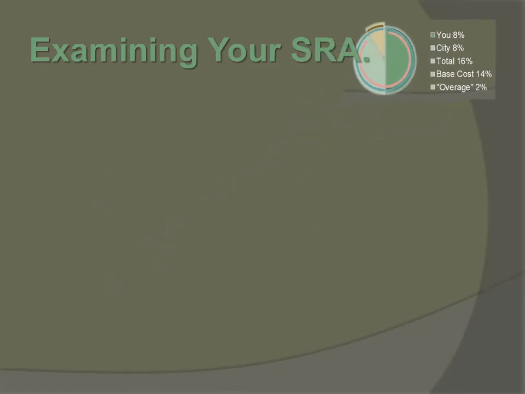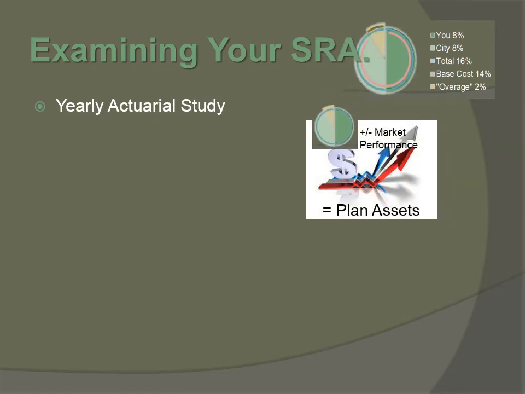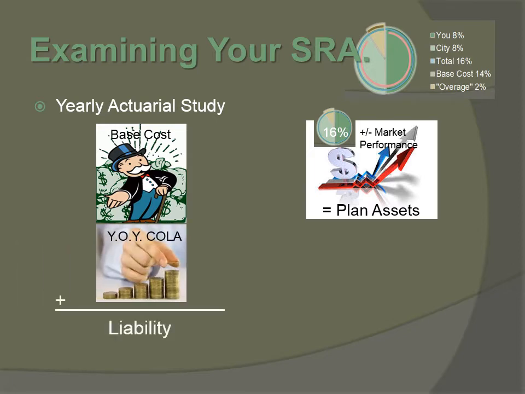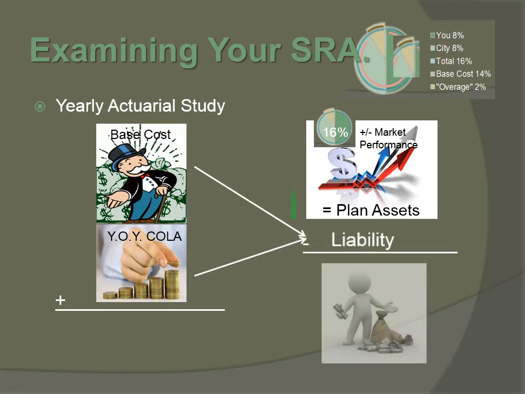Every year an actuarial study is done on the statewide defined benefit plan. This study compares the income of the plan, your contribution, plus the city's contributions, plus or minus any market gains or losses from the previous year, to the liabilities of the plan. Liabilities include the base benefit cost of everyone with accrued benefits, both active and retirees, plus any year-over-year cost of living carryover. If the plan's income exceeds its liabilities, a surplus is created. If the plan's income is less than the liabilities, a shortfall, or unfunded liability, is created.